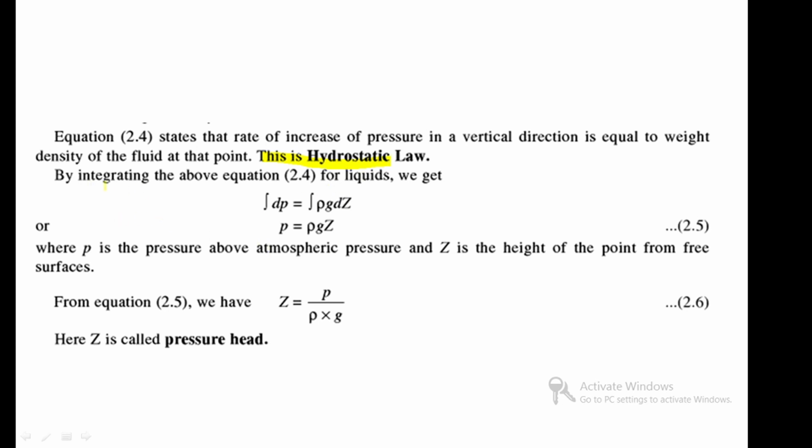By integrating equation 2.4, the integration of dp equals rho g dz. Here p equals rho g z, so z equals p divided by rho g, where p is the gauge pressure. Here z is called the pressure head.